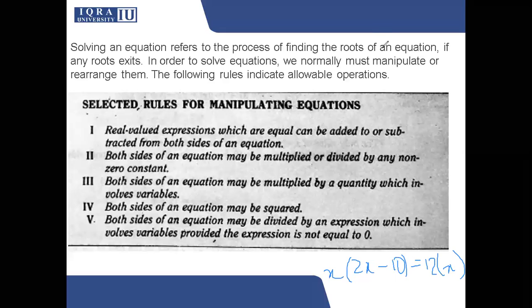Now both sides of an equation may also be squared. So, for example, if I have something like 2x minus 10 equals 12, I can square both sides as well. As long as I'm doing any operations to both sides of an equation, it's valid. The equation has to be balanced. Now, both sides of an equation may be divided by an expression as well, which is not equal to 0.